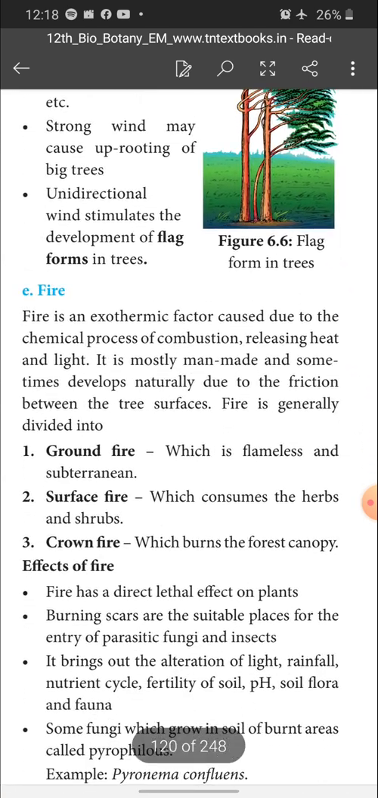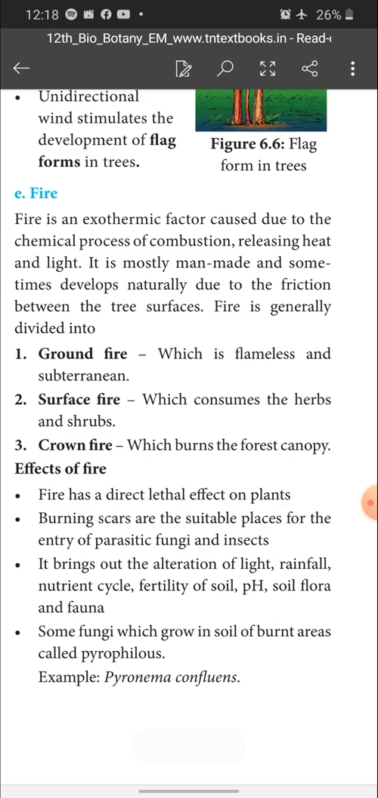Next one is fire. Fire is an exothermic factor caused due to the chemical process of combustion releasing heat and light. What is fire? So during combustion it releases heat and light. It is mostly man-made and sometimes develops naturally due to the friction between tree surfaces. Fire is generally divided into three types. One is ground fire, another is surface fire, and the third one is what? Ground fire. What is ground fire?